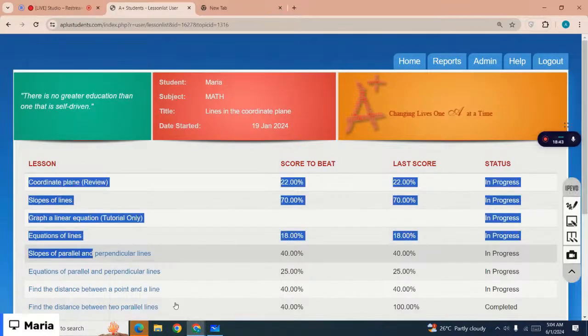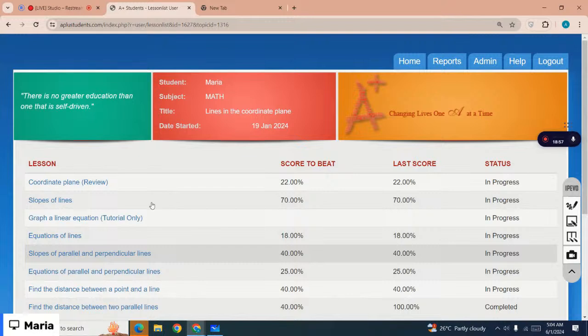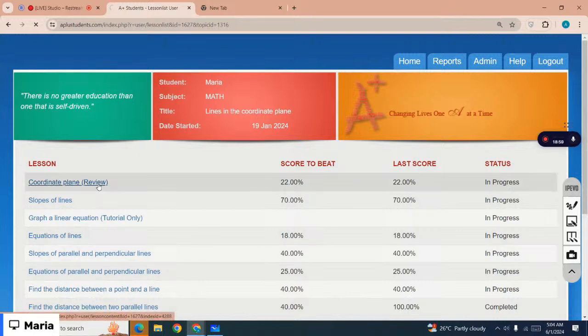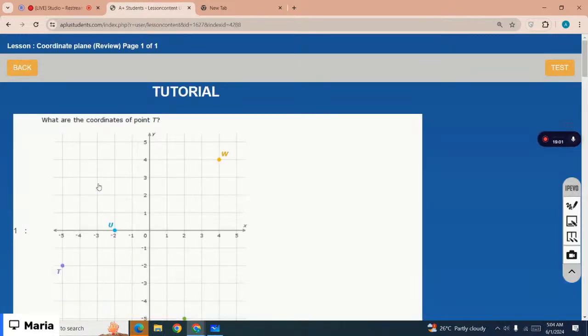Here I am on grade 10 math. The chapter we are on right now is lines in the coordinate plane. Let's just start with the first lesson, that is coordinate plane. What are the coordinates of the point T?